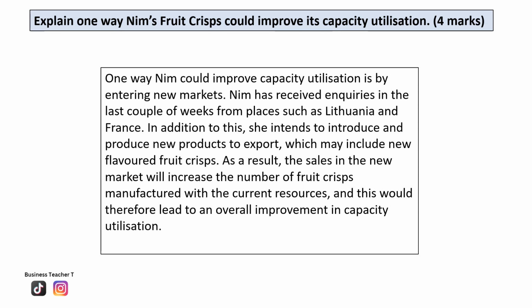In addition to this, she intends to introduce and produce new products to export, which may include new flavoured fruit crisps. As a result, the sales in the new market will increase the number of fruit crisps manufactured with the current resources, and this would therefore lead to an overall improvement in capacity utilisation.